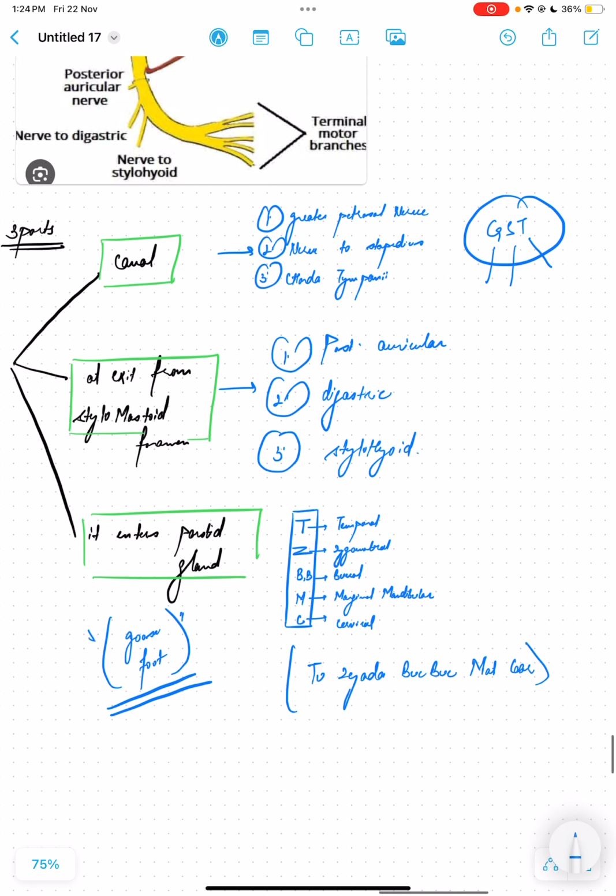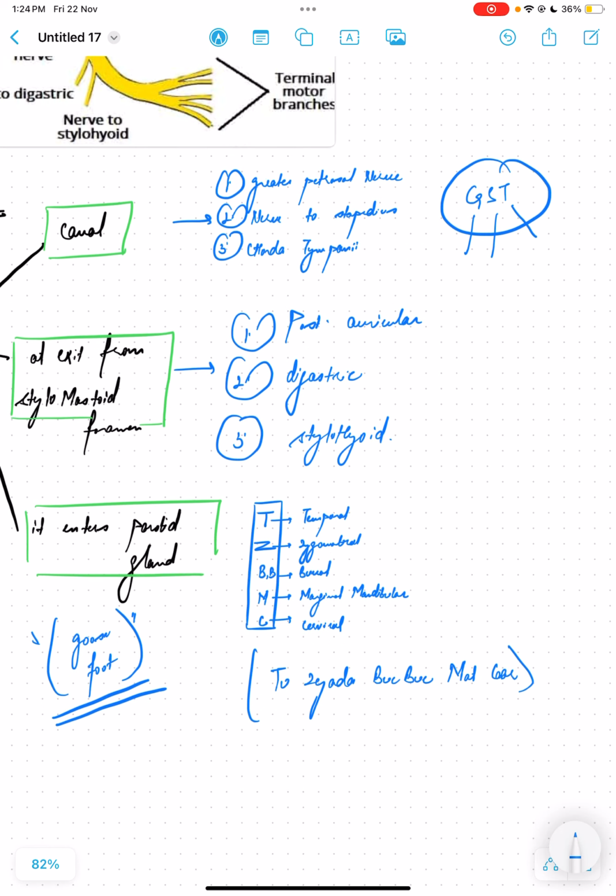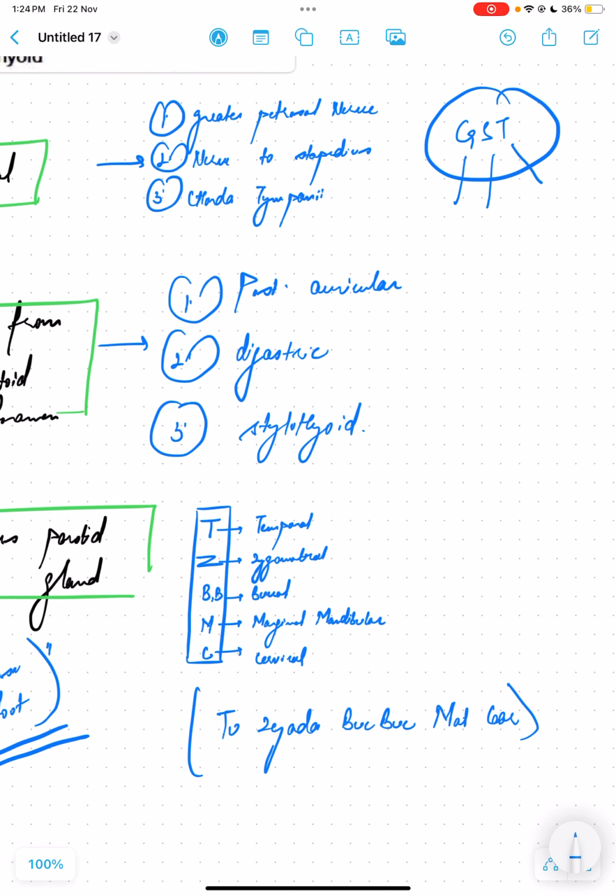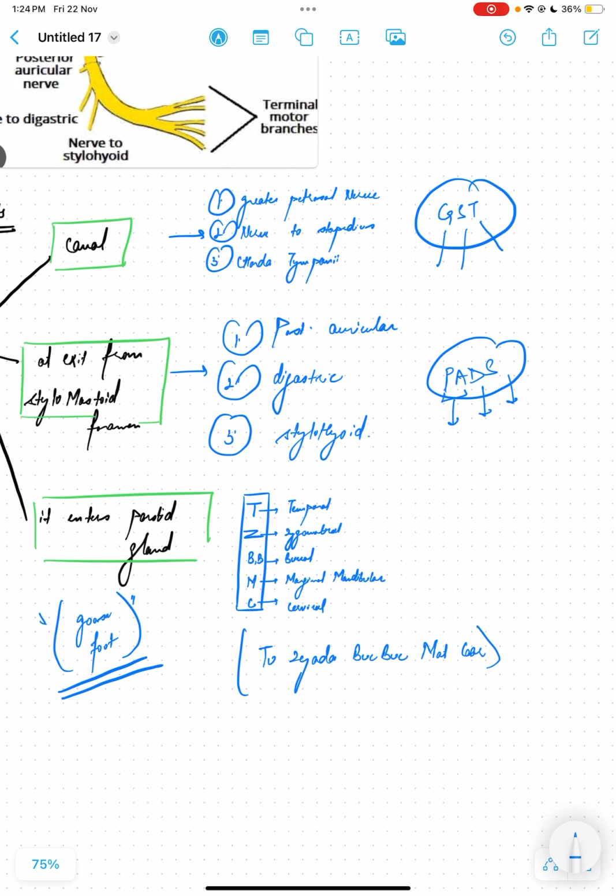Next, when it exits from the stylomastoid foramen, it is posterior auricular, digastric and stylohyoid. You have to remember this with the word PADS: PA is the posterior auricular, D is our digastric, and S is our stylohyoid. Okay, I think I have also made this one easy for you.